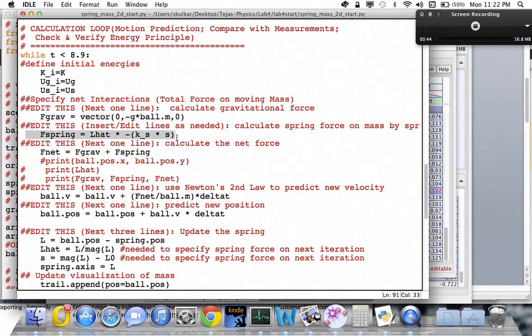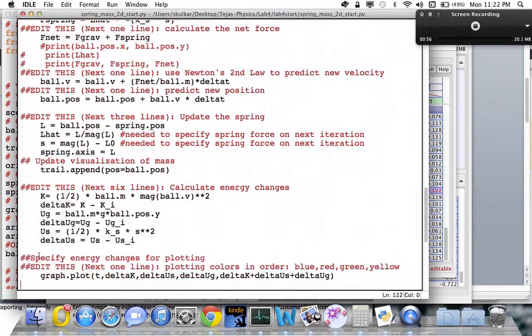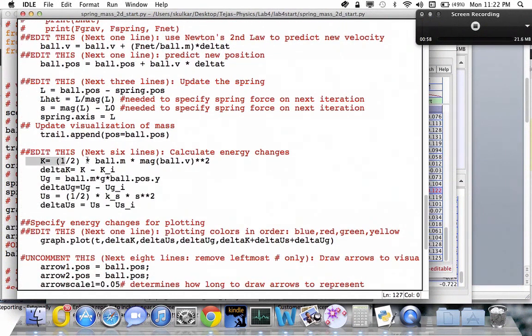The gravitational force Fg is this formula. F spring is calculated by this formula. F net is those two forces added together. And this is how you calculate the ball's final velocity. K is calculated by this formula, and Ug is calculated by this formula. And this is the graph plot that we use.